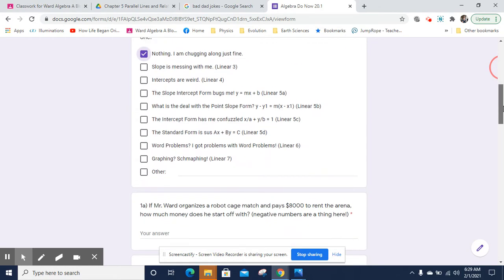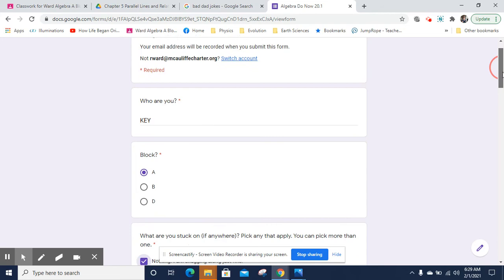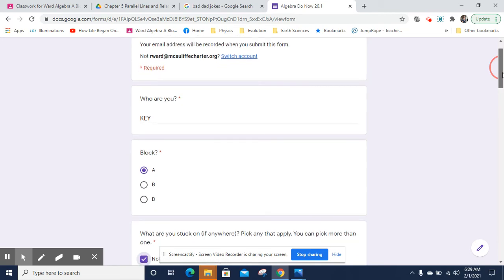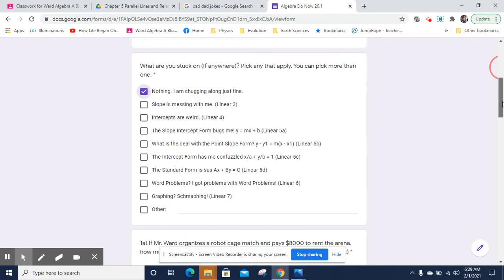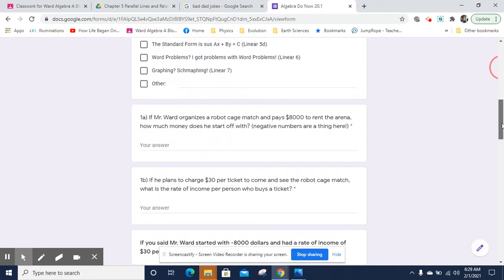So you'll notice there is a section for what are you stuck on? The reason I'm asking you this is so I can know if there's any particular thing I should focus on for you today. So let's talk about the content questions. But just know you can pick more than one, or if you're not stuck anywhere, that's fine as well.